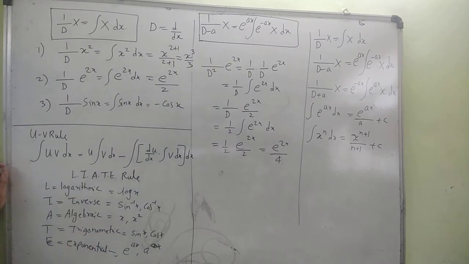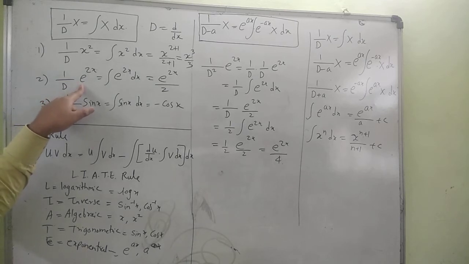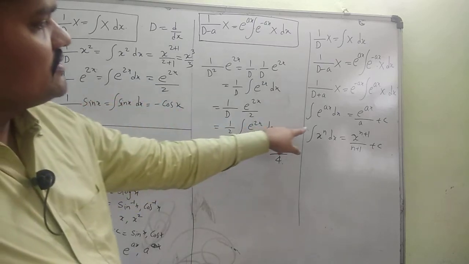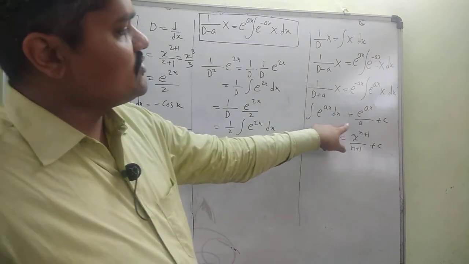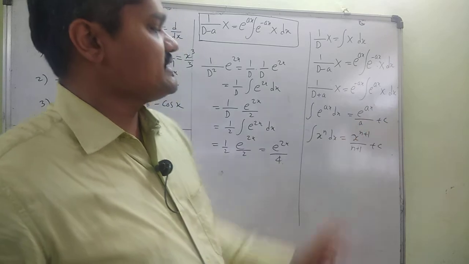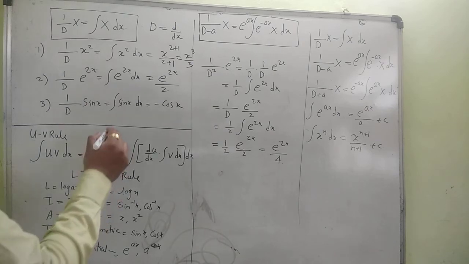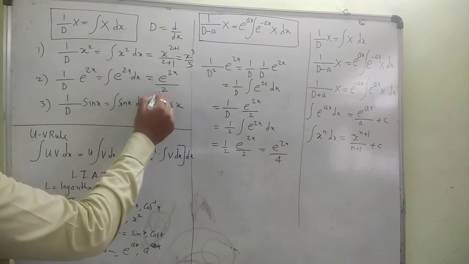Similarly, when the function is e raised to 2x, in that case we can find the integration. We are aware of the formula: integration of e raised to ax dx is equal to e raised to ax upon a plus c. So this is the formula of basic integration. We are adopting the same formula here, so integration of e raised to 2x is e raised to 2x upon 2.